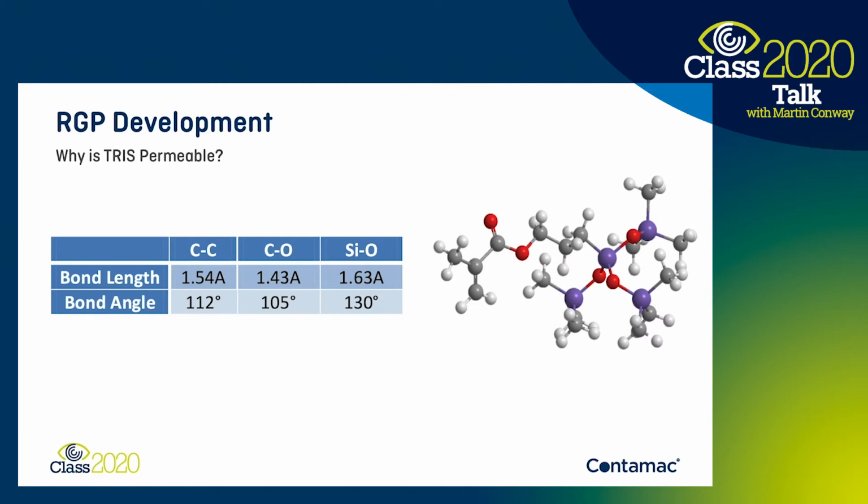Then we look at the bond angle, which is the angle between the bonds, and again you can see at 130 degrees the silicon oxygen bond is much wider than the other bonds. And it's this combination of increased bond length as well as increased bond angle that opens up the matrix of the molecule and allows oxygen to pass through in much the same way as if we widen the holes in a fishing net.